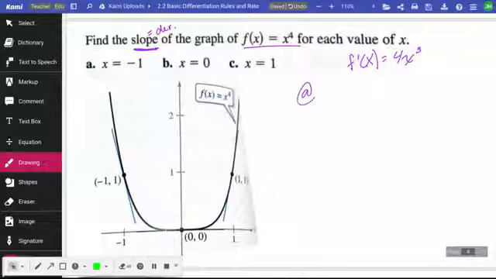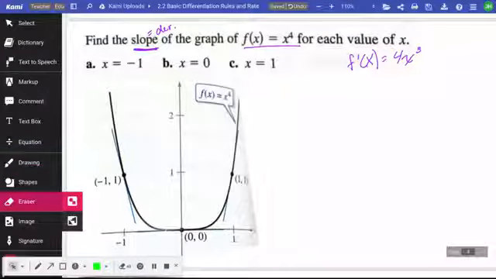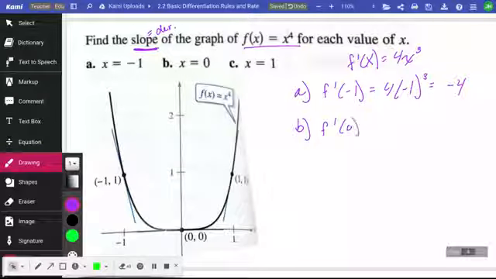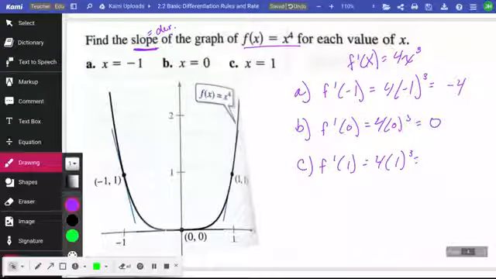So A would be f prime of negative 1. So 4 times negative 1 cubed. So we get negative 4. Okay, so no problem there. All right, and then we can do B. F prime of 0 is equal to 4 times 0 cubed, which is 0. And C, f prime of 1 is equal to 4 times 1 cubed, which is 4.